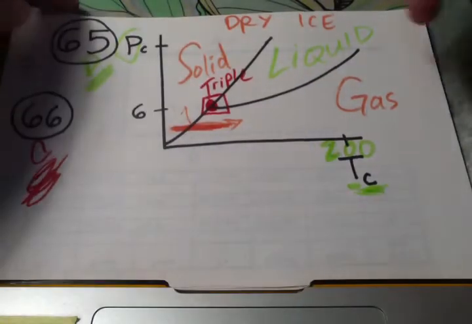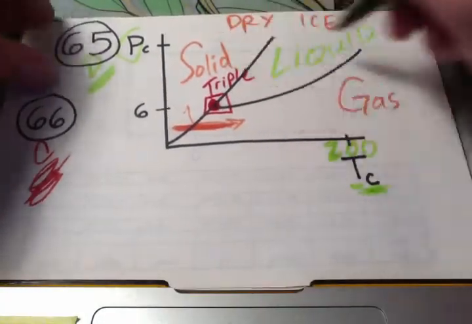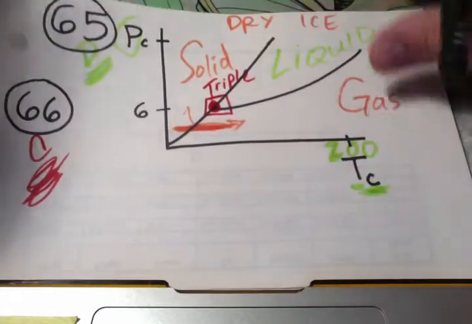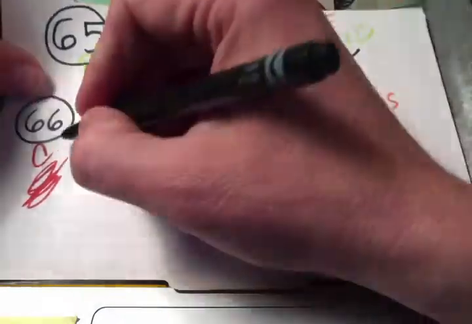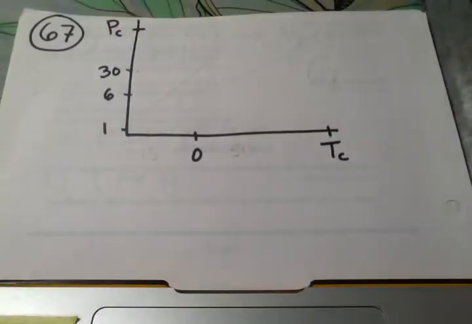It gets weird, but anyway, the triple point is just where the solid, liquid, gas, where that intersection of the two lines occurs. You can have all three phases. That is the triple point. Okay, what do we got here?